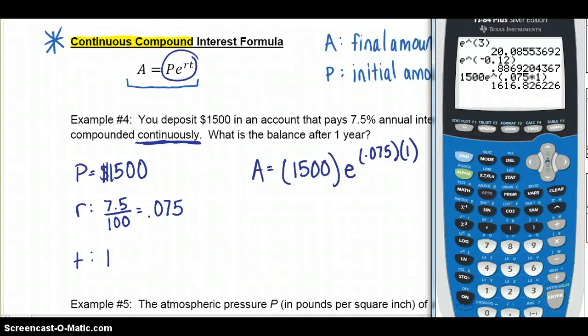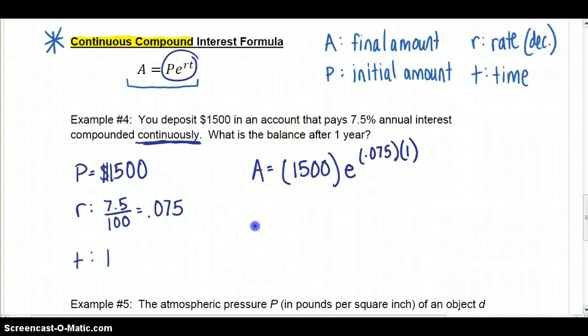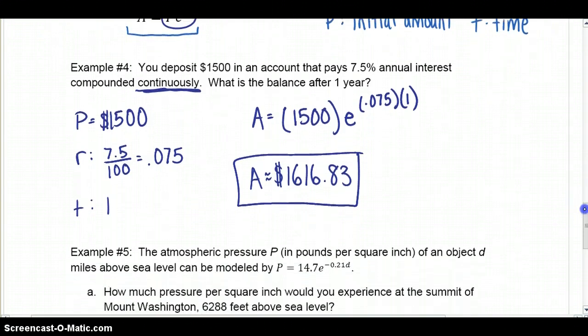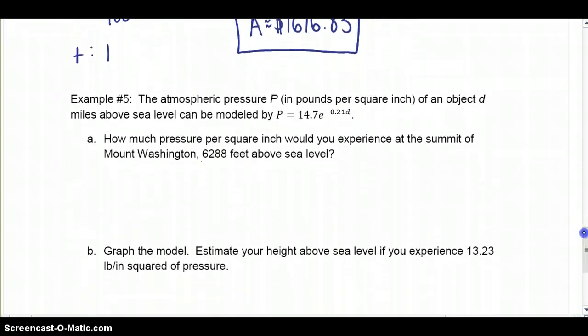And it should make sense that it's more because we are earning extra money. We're earning interest. So our final answer is $1,616 and about 83 cents. We'll round that. Don't forget your unit. In this case, it's just dollars. $1,616. And what was it? 83? Yep, 83 cents. With dollars, we'll always round to the nearest cent. So that's one of the biggest examples of an application of using e, a lot with compound interest.